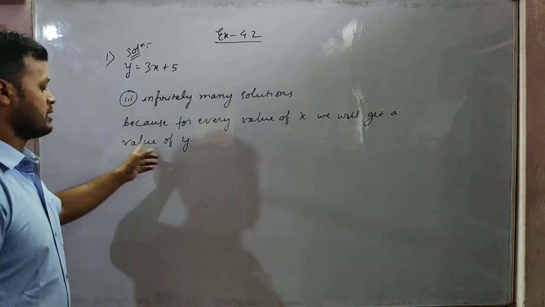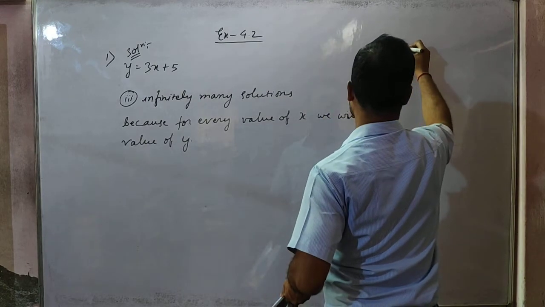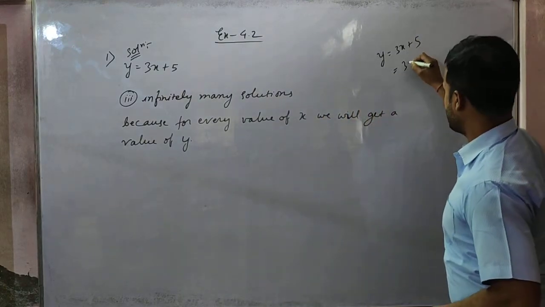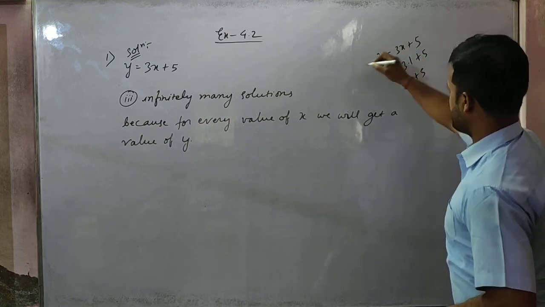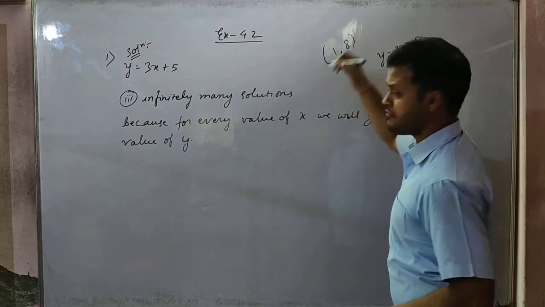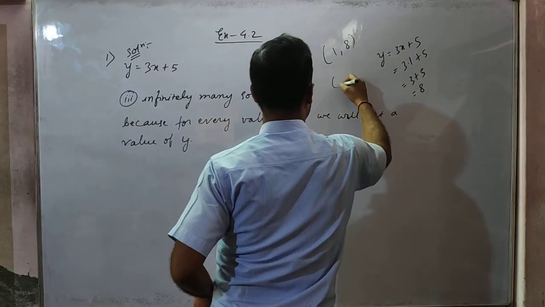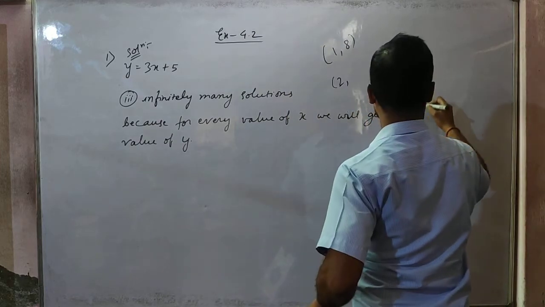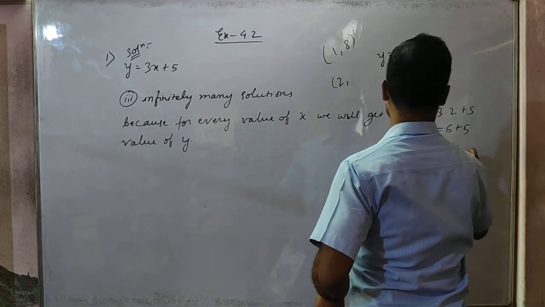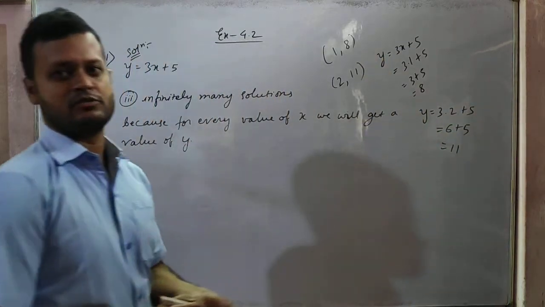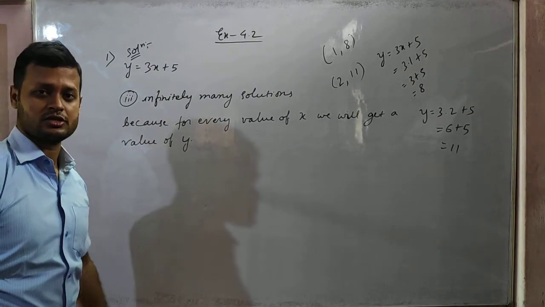So suppose y is equal to 3x plus 5. If in place of x you put 1, then 3 plus 5 is how much? 8. This is one solution. One solution is (1, 8). Like this, you will get infinite solutions. You can keep on putting values of x. If in place of x you put 2, then 3 into 2 plus 5, 6 plus 5 is how much? 11. You see? (2, 11). Like this, infinite solutions you will get. So therefore, this equation in two variables has infinitely many solutions. Okay?